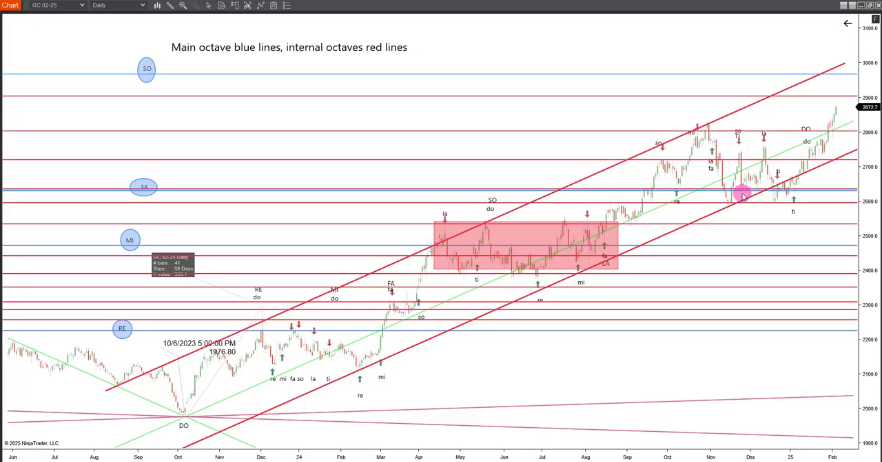Everybody's got their own trading style. Not telling anyone what to do, just making some suggestions and showing how I look at this, and some of the areas that I would be looking at as good, solid trade opportunities.